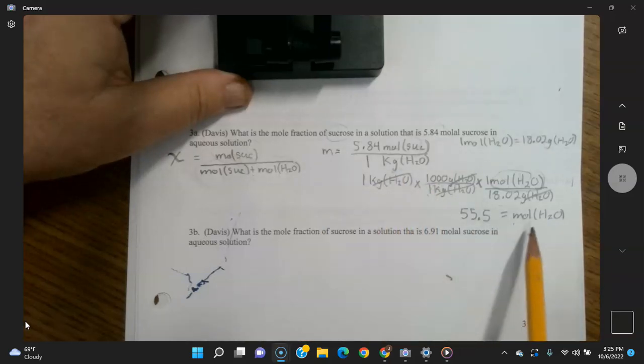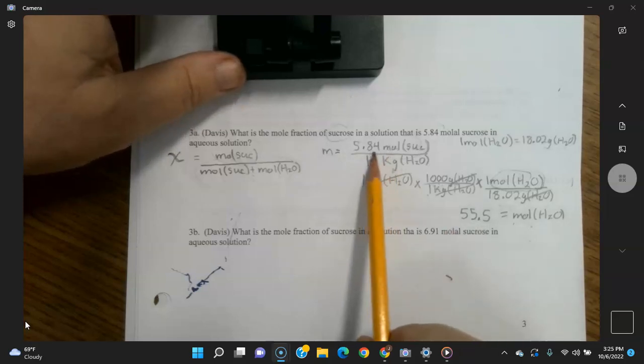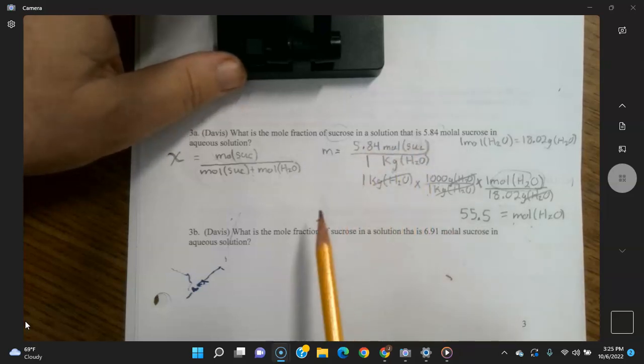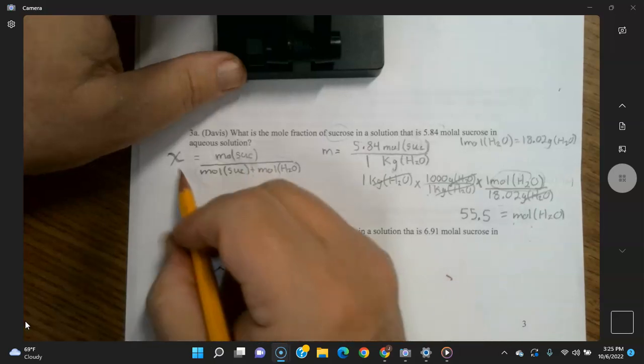So now we have moles of H2O. We already have moles of sucrose right there. So we go and plug them into this formula.